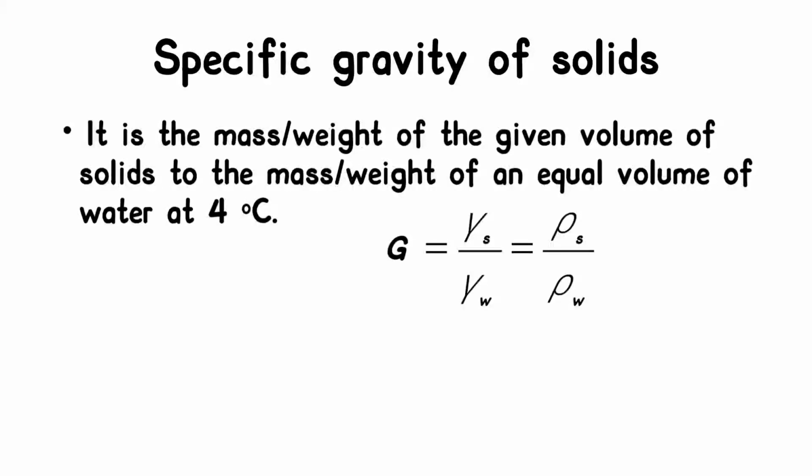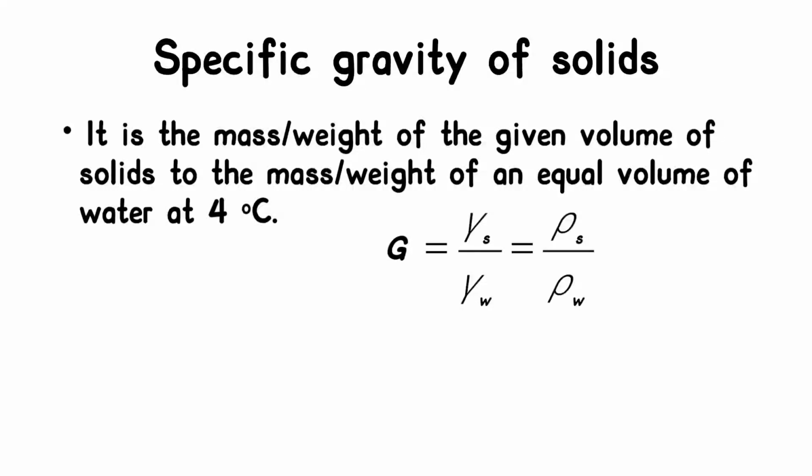Here you can calculate G in terms of gamma, because you know that gamma is equal to weight per volume, right? Weight per volume. So therefore you can represent G in terms of unit weights. Again, G is equal to unit weight of solids divided by the unit weight of water. You can also obtain G as the mass density of the solids divided by mass density of water. This is because gamma is equal to rho g. Please keep that in mind.